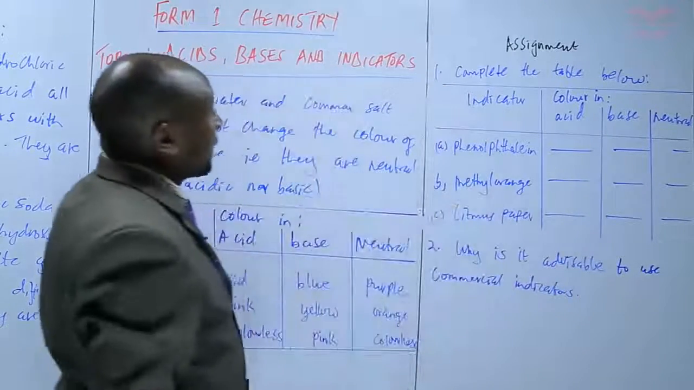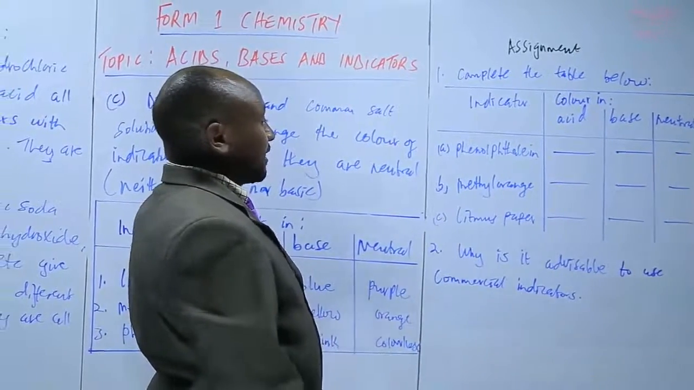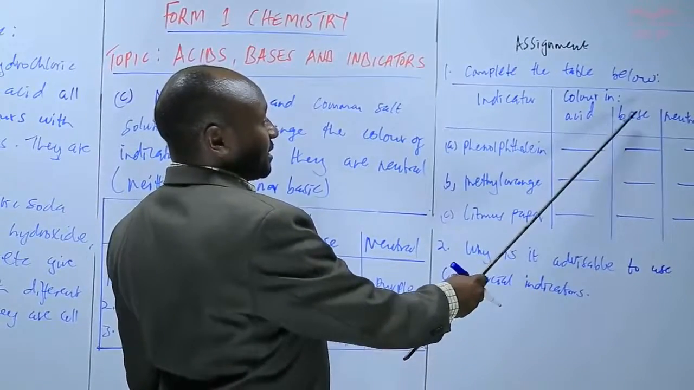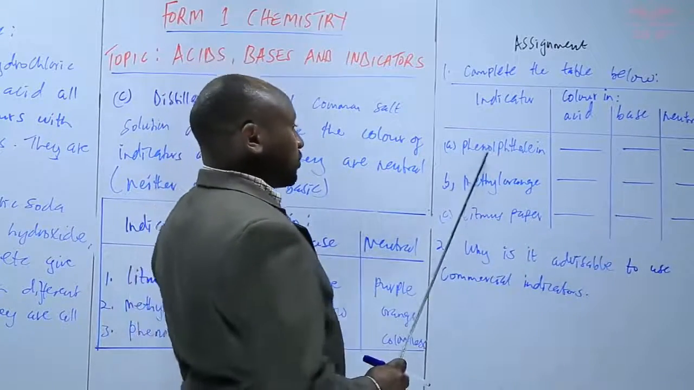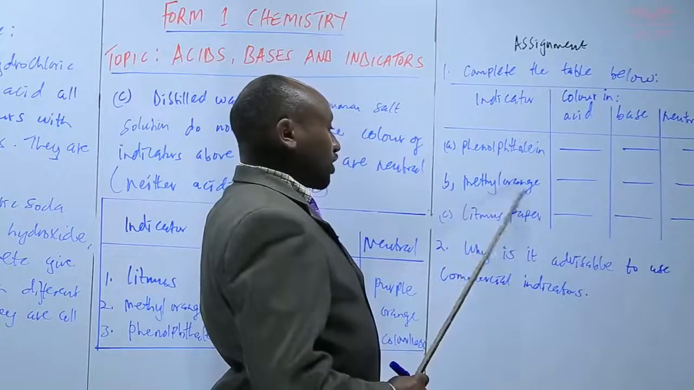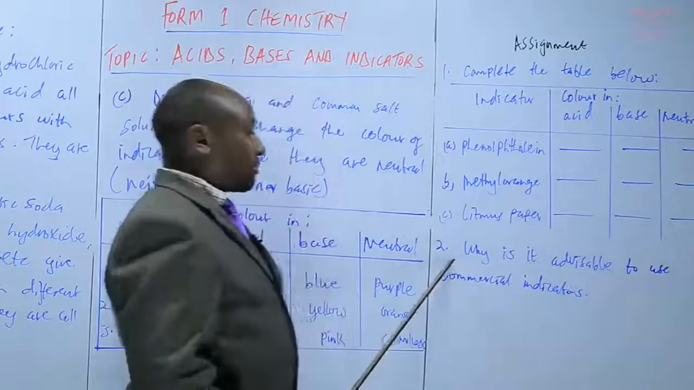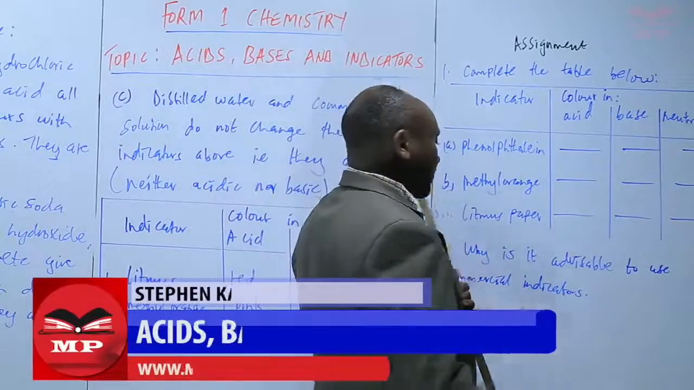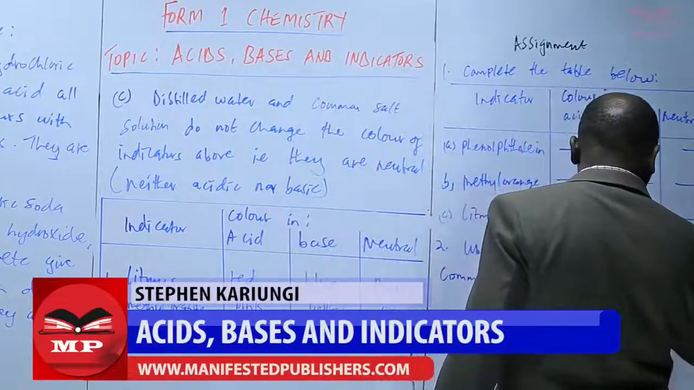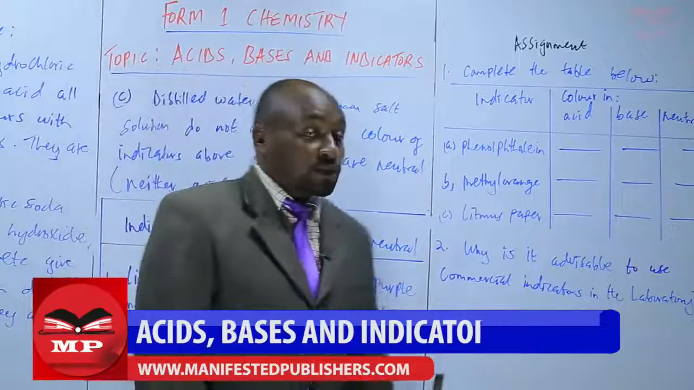The first question: complete the table below, the indicator, the color it gives in an acid, the color it gives in a base, and in a neutral solution. Starting with phenolphthalein, methyl orange, litmus paper in each. And question number 2: why is it advisable to use commercial indicators in the laboratory? So we'll stop there. Until next time, goodbye.